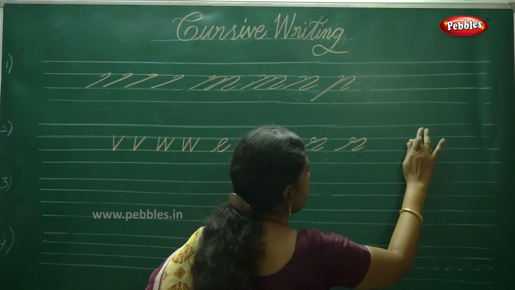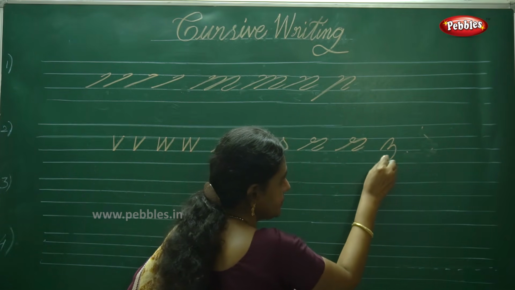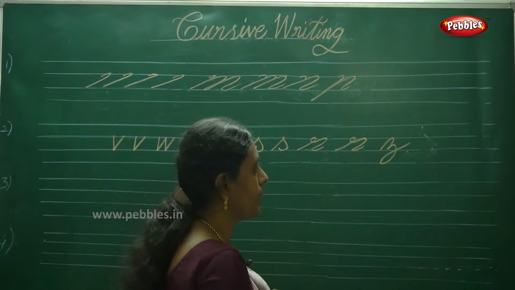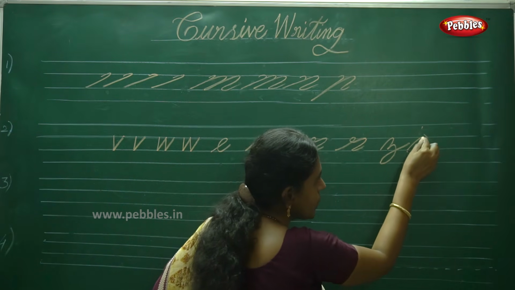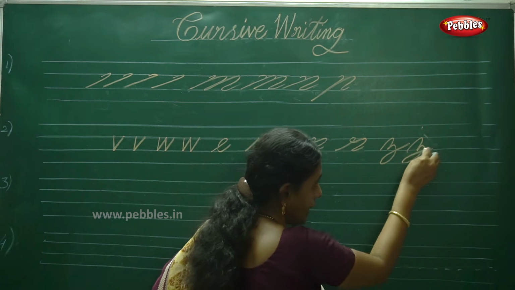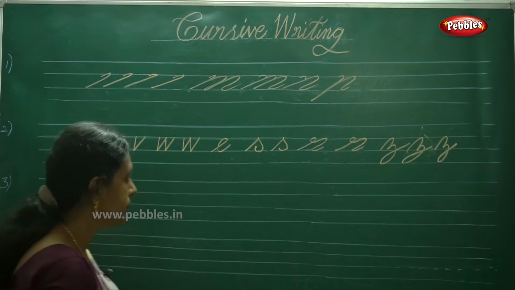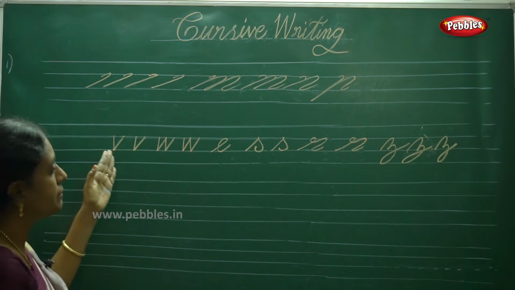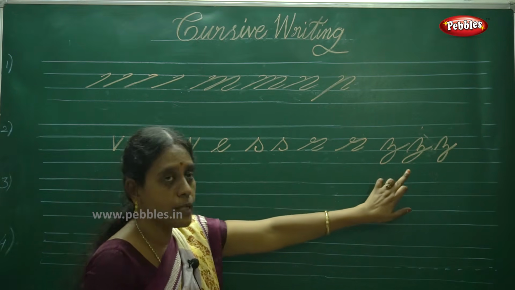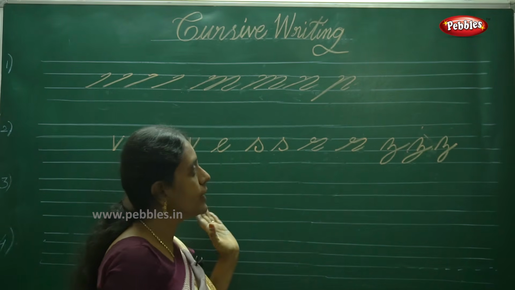Then the next alphabet, that is Z. It comes between the top line, bottom line and descender line. This first stroke also should be blunt in shape, and don't lift your hand. That is Z. Okay, so all these alphabets V, W, E, S, R come only between the top line and bottom line. Z touches the top line, bottom line and descender line. So that's all the alphabets.